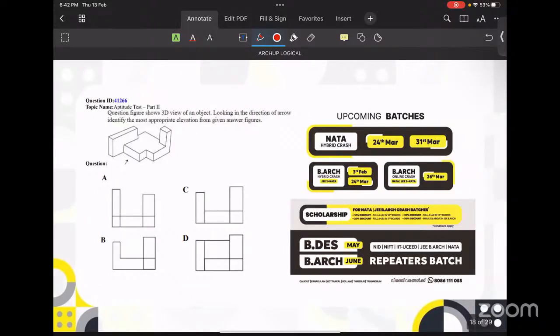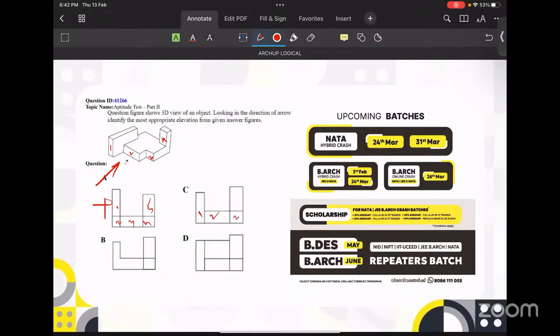Next, view from the direction of arrow. Elevation is asked. So looking in the direction of arrow, identify the most appropriate elevation. We'll go for the counting method of elimination first. 1, 2, 3, 4. We want 4 in the answer figure when you look from the front. 1, 2, 3, 4, 5, wrong. We only have 4, I think. Oh yeah, we are correct.